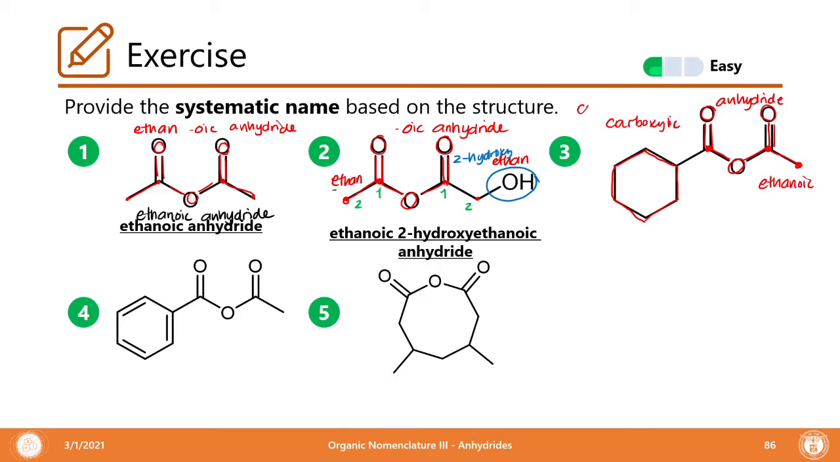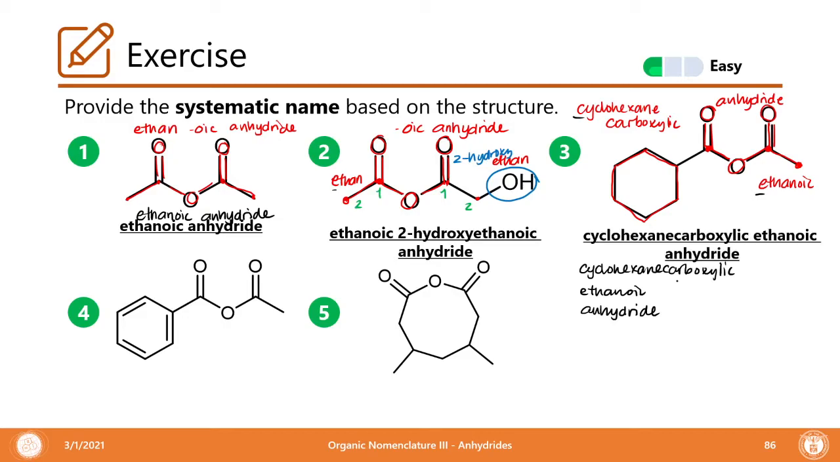Okay, so it would be cyclohexane carboxylic. So when we assemble the name, considering the alphabetization, C comes before E, we must use cyclohexane carboxylic ethanoic anhydride. Okay, so cyclohexane carboxylic ethanoic anhydride.